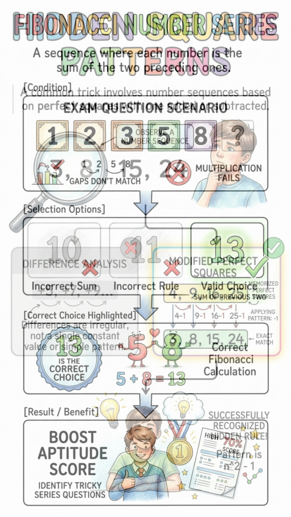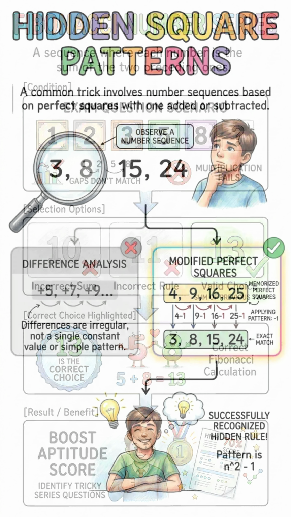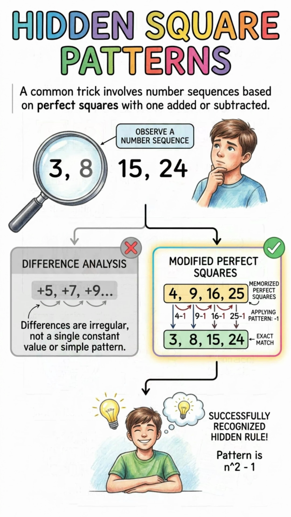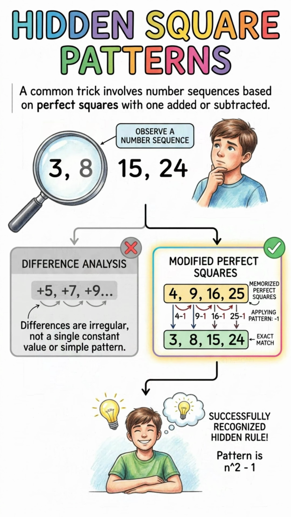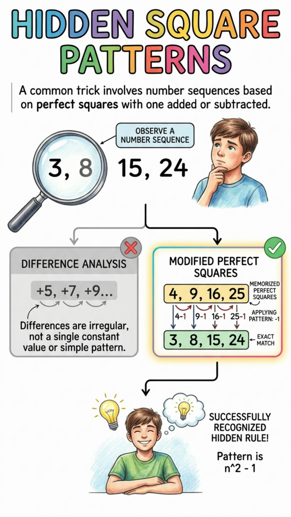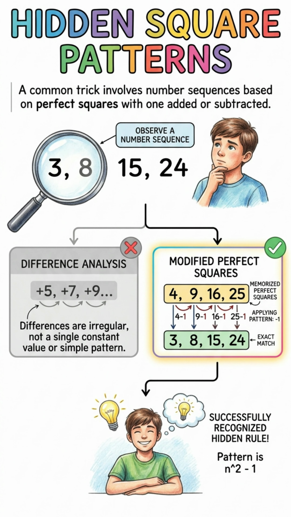Another common trick is building a sequence based entirely on perfect squares or perfect cubes. You should already have the basic perfect squares like 4, 9, 16, and 25 memorized from our numerical reasoning lesson. Test makers will often take this list of perfect squares and simply add 1 or subtract 1 from every number to hide the pattern. If you see a sequence like 3, 8, 15, and 24, you should recognize that these are just perfect squares with 1 subtracted from each.